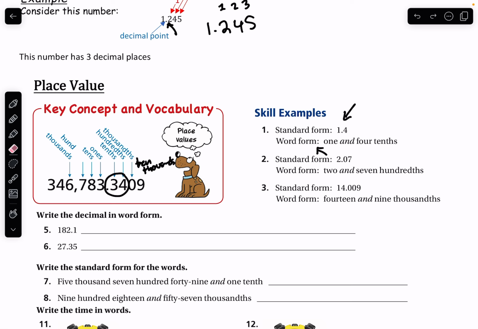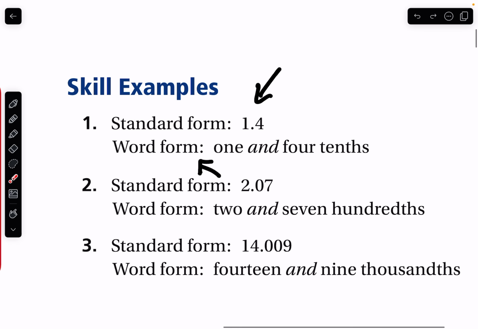2.07. When you would write that or say that, we will say 2.07 in class a lot, but technically the correct way to say it is 2. Whoops, let's zoom in here a little bit. You say 2 and, now you've got this 0 and then a 7. So you just say 7, but the place value of that 7 is the hundredths. So you don't just say sevenths or 7 tenths because there's no tenths.